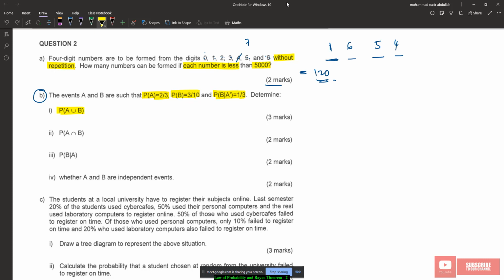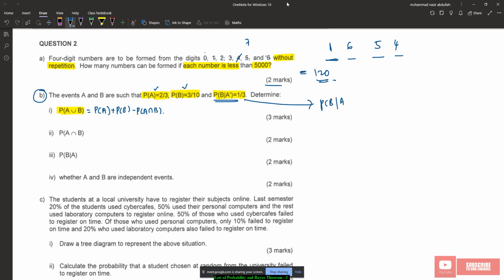So probability of A union B, but here it doesn't tell us whether A and B are mutually exclusive or not, right? So probability of A union B is equal to probability of A plus probability of B minus probability of A intersect B. But we don't know the value of A intersect B. We only know probability of A, B, and we also know probability of B given A complement. So let's expand this formula.